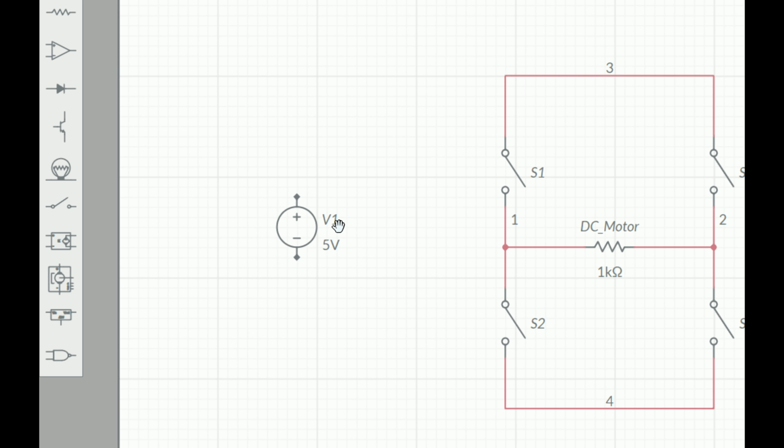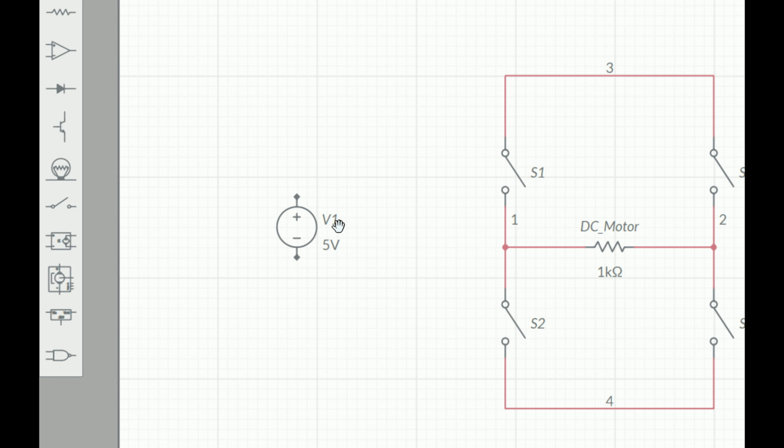Okay, now I make it like 24 volt or something, whatever is preferred. So I make it 24. So our power source is 24 volt. Connect the positive to the upper side like this, and negative goes to the bottom side like this. And guys, this is our H bridge.